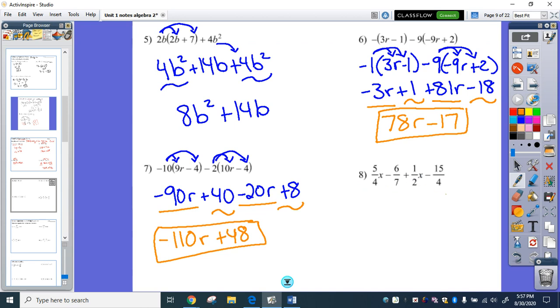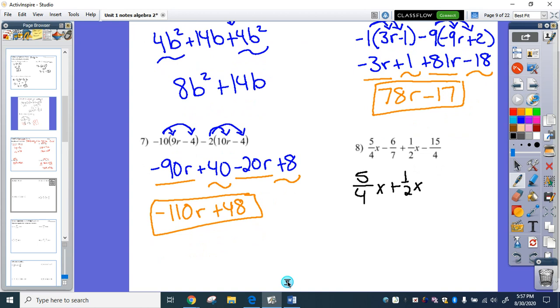Now this last problem might make people feel uncomfortable because again, you've got all these different fractions going on here. What I'm going to suggest that you do first is group together things that are like terms. So I'm going to rewrite this problem as this: 5/4 x plus 1/2 x, and I'm going to treat that part of the problem by itself. Then I'm going to do negative 6/7 minus 15/4. I'm going to treat these as two separate problems because they really don't function with one another.